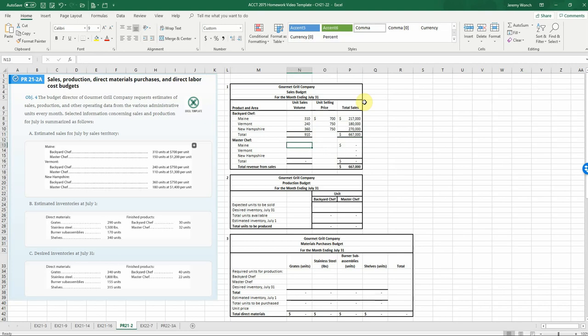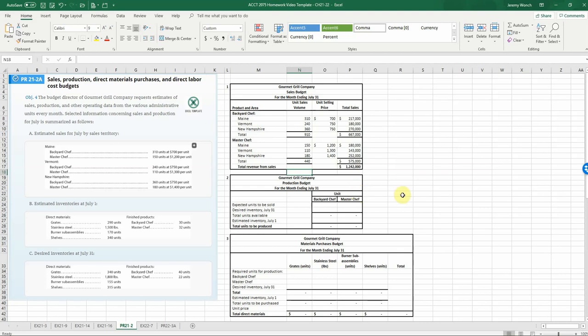Then for the Master Chef, they're going to plan on doing 150 in Maine at $1,200. And then in Vermont, they plan on doing 110 at $1,300. And then in New Hampshire, 180 at $1,400. All right, so total Master Chef units are 440, $1.2 million in total sales. So we got our sales budget.